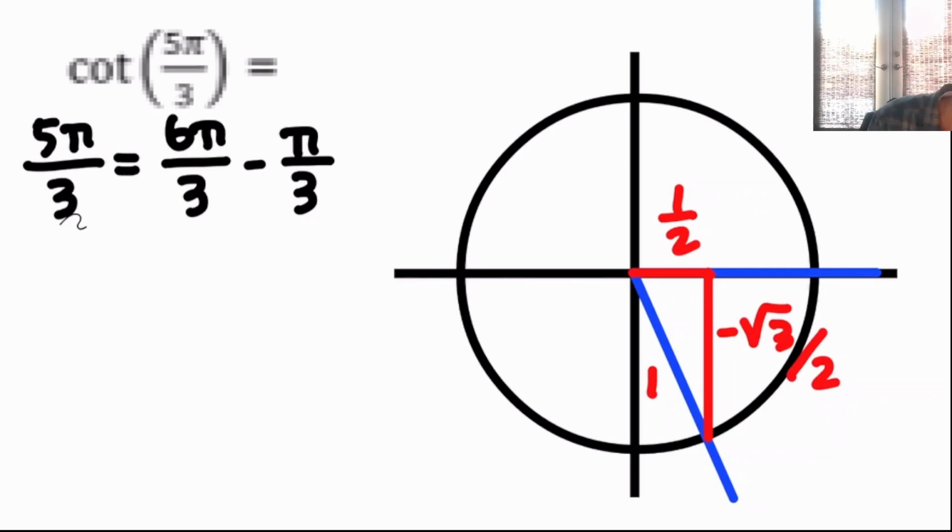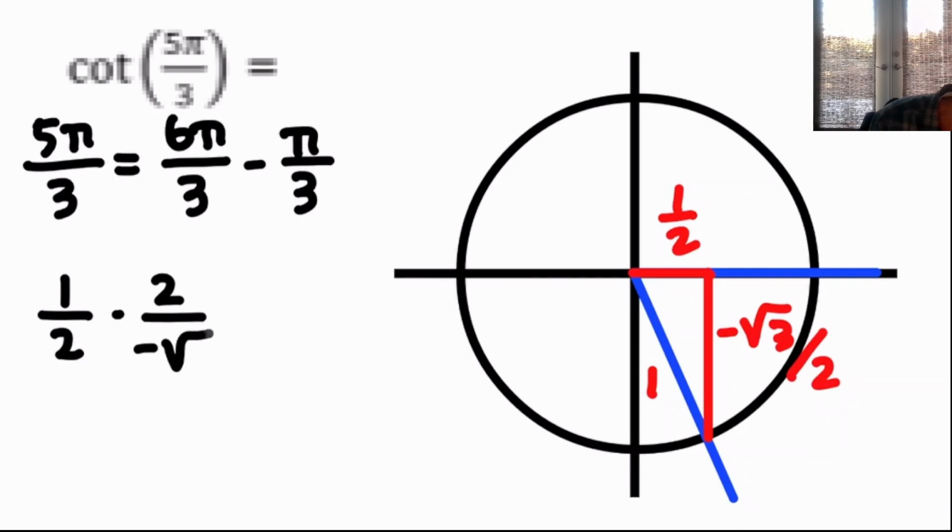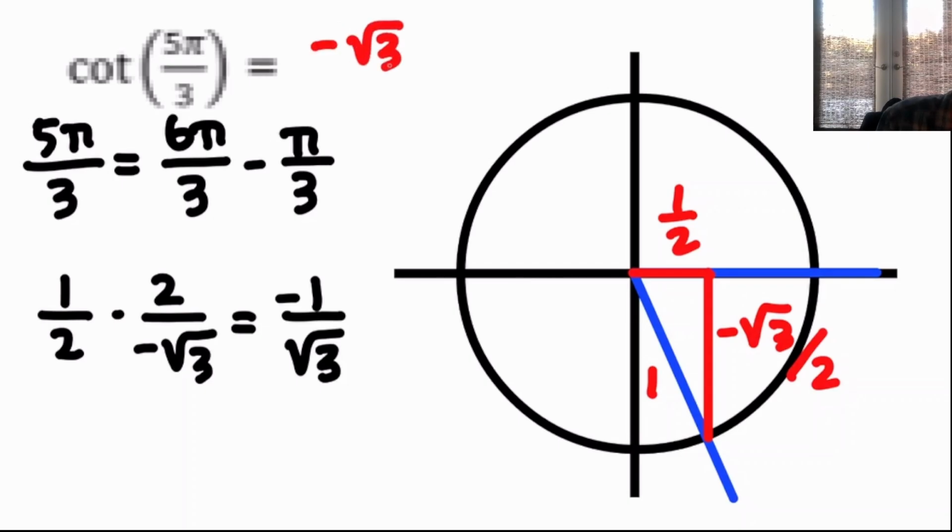So I'm going to say cotangent of 5 pi over 3 is adjacent, a half, divided by the opposite. Dividing by a fraction, we're going to multiply by the reciprocal: 2 over the negative square root of 3. That equals negative 1 over the square root of 3. And we've already rationalized this number once in this video, and I'm not going to waste your time doing it again. I'm going to tell you that's negative √3 divided by 3.